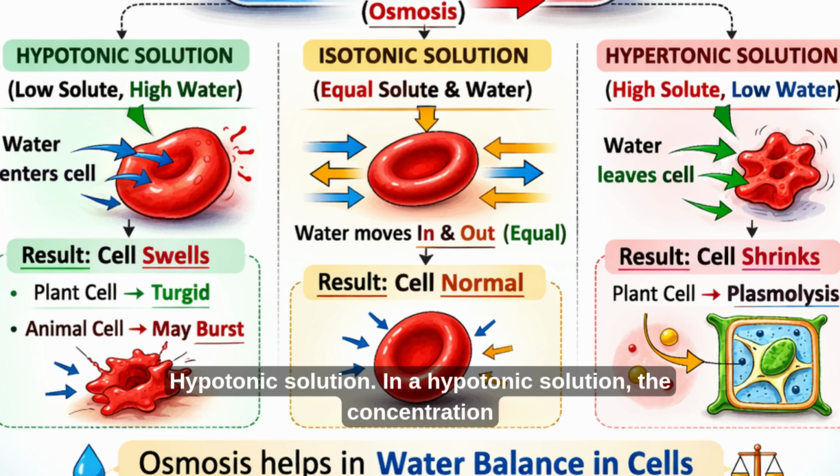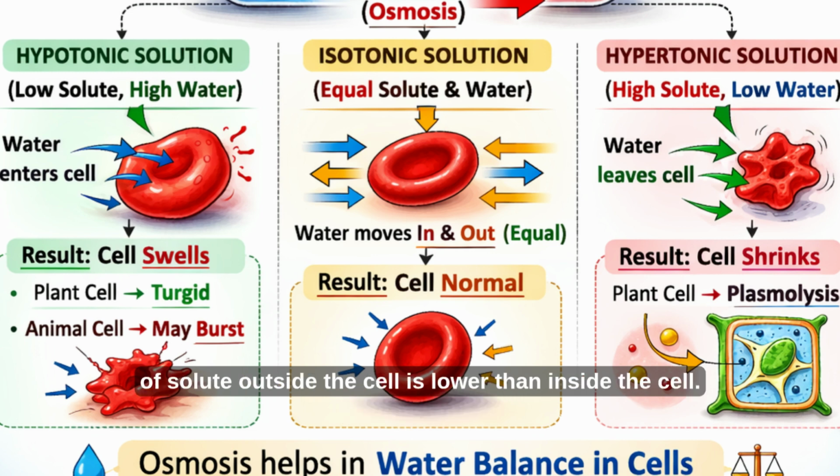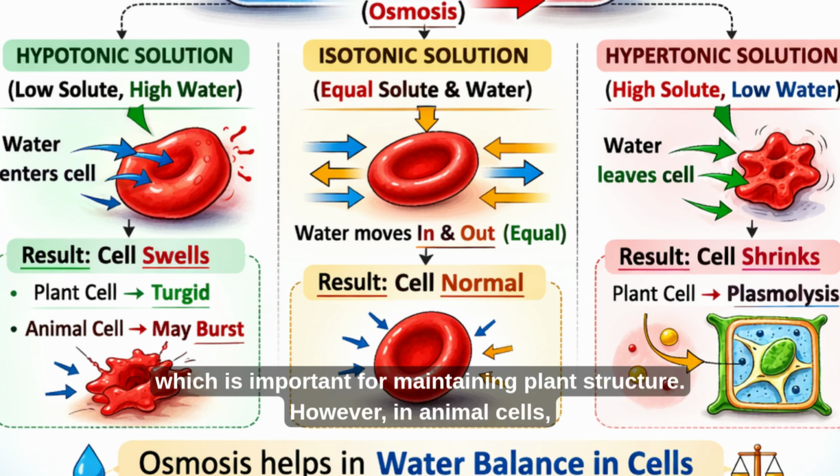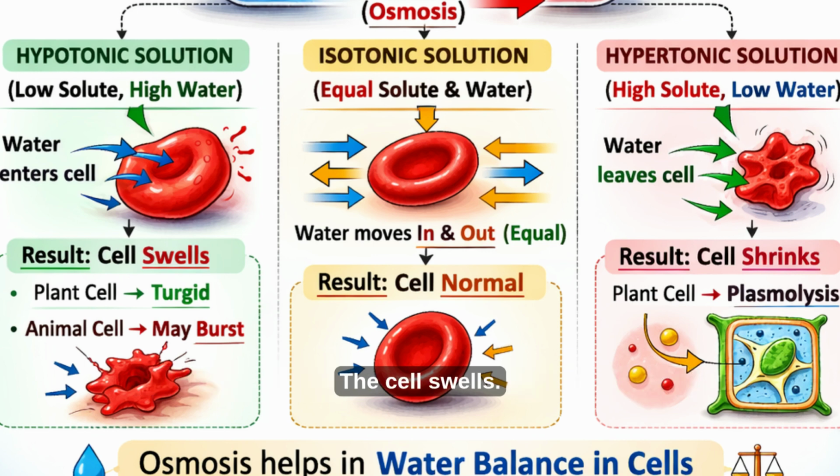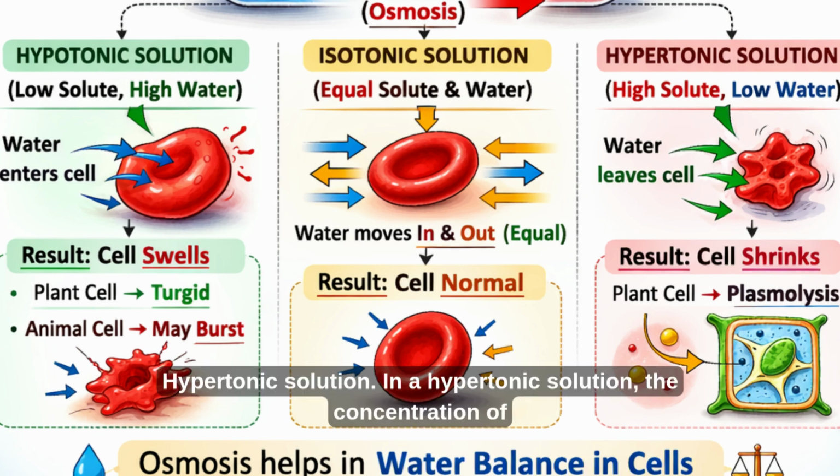Hypotonic solution. In a hypotonic solution, the concentration of solute outside the cell is lower than inside the cell. Because of this difference, water moves into the cell. As water enters, the cell swells. In plant cells, the cell becomes turgid, which is important for maintaining plant structure. However, in animal cells, too much water can cause the cell to burst or lyse. So, in a hypotonic solution, water moves into the cell. The cell swells.